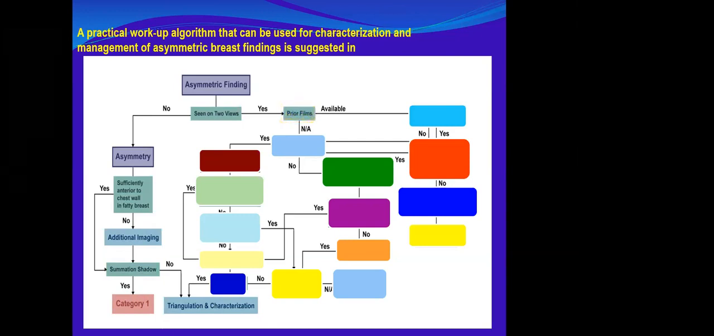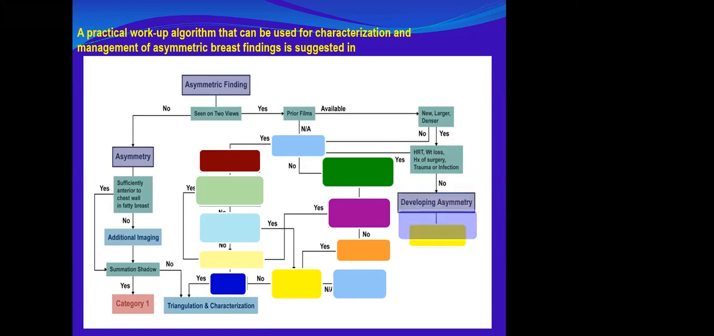If the asymmetry is seen on prior imaging, and the prior imaging is available, we have to look for whether it is new, larger, or denser. If yes, we have to ask about hormonal treatment, weight loss, history of surgery, trauma. If no, then it will be developing asymmetry and it will be BI-RADS 4. If it is no, then we have to look if it is 1 quadrant involved or less.